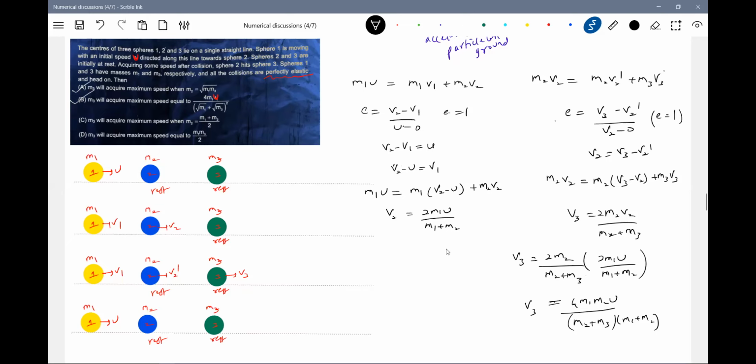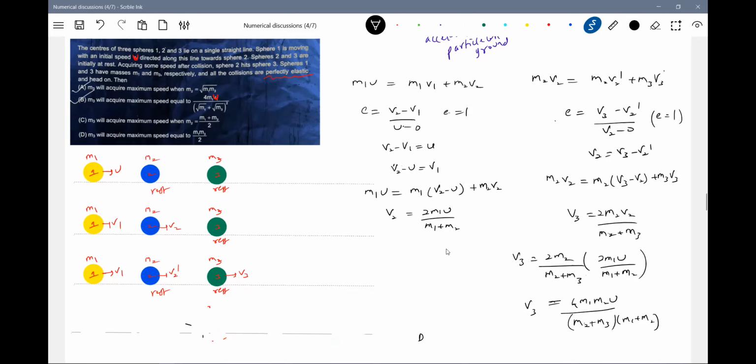M3 will acquire maximum speed when M2 is equal to, what shall I do here? Clear? Okay. How to bring that mathematical condition here? V3, when it will be maximum, depends upon the value of M2. So let me differentiate V3 with respect to M2, then I'll solve it. I'll get a certain condition, and then I can go further.